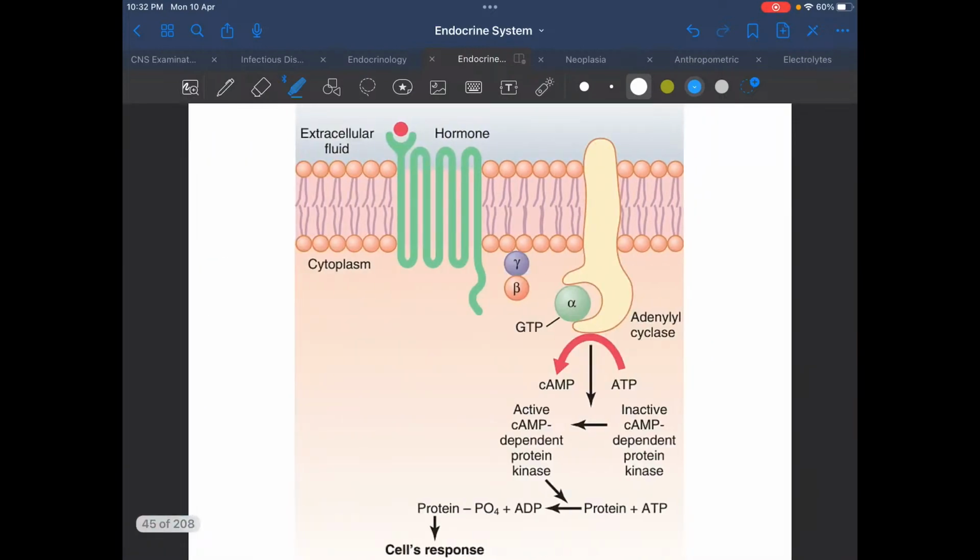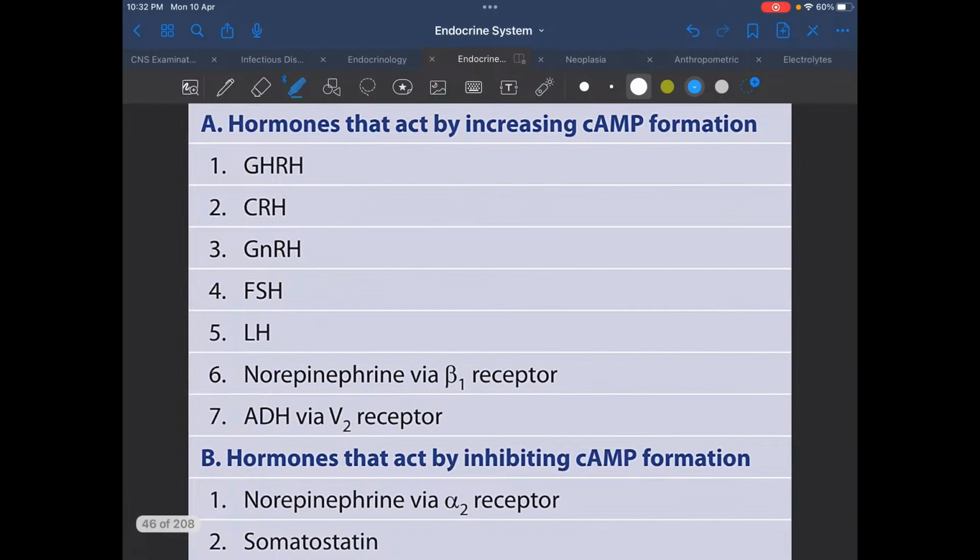So let's just move straight to that. This is again the G protein coupled receptors. So let's just see, what are the different hormones that work by increasing the cyclic AMP formation? We just have to remember their names. इस case में mostly they're anterior pituitary hormones, as we can see. Growth hormone releasing hormone. This is CRH, that is hypothalamus से जो release होता है, corticotropin releasing hormone. We can have GnRH, FSH, LH. Then we can have norepinephrine via beta-1 receptor, surely that increases cyclic AMP formation.